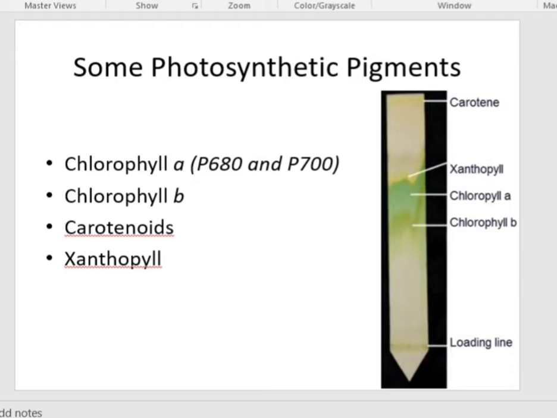We might at some point, if we get time, do this. We can separate pigments in the plant into its different parts.